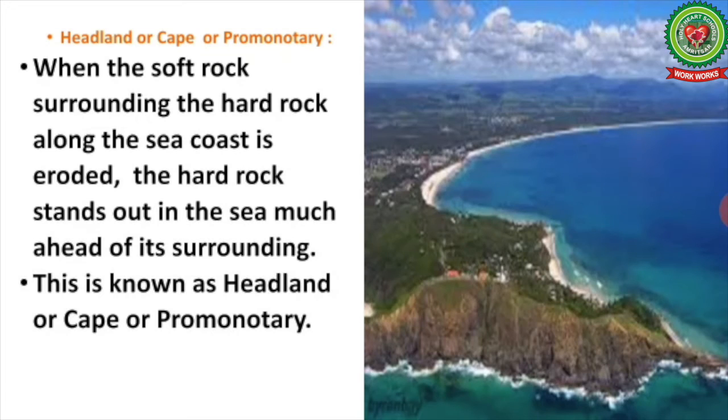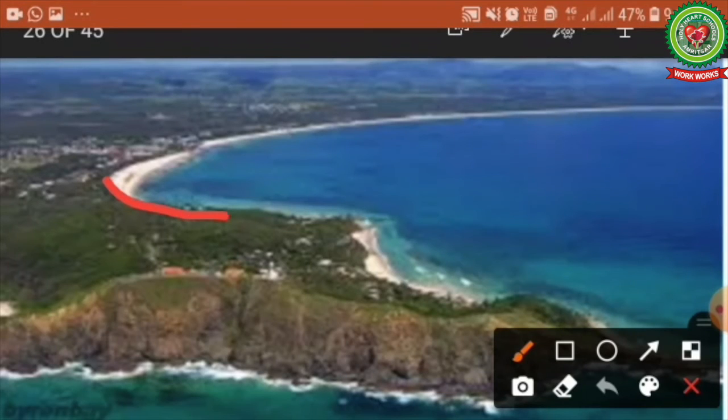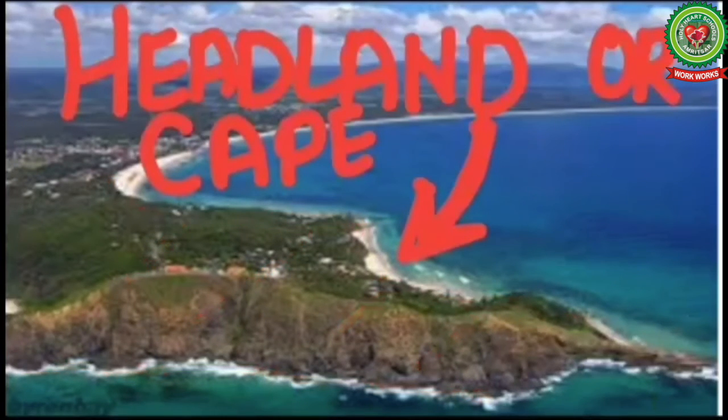Headland or cape or promontory. When the soft rock surrounding the hard rock along the sea coast is eroded, the hard rock stands out in the sea much ahead of its surrounding. This elongated sea coast towards the ocean or sea is known as headland or cape or promontory.